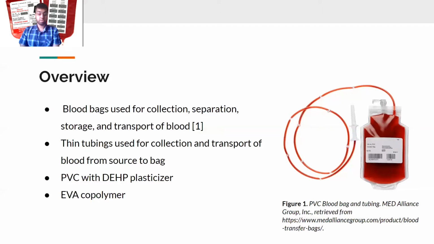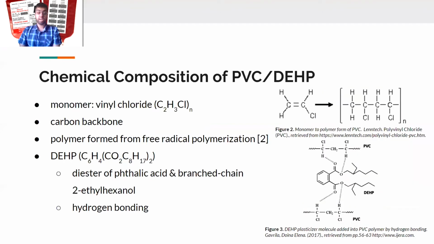Two common materials found in blood bags and tubings that we will be going over are polyvinyl chloride, or PVC, with diethylhexylphthalate plasticizers, or DEHP, and ethylene vinyl acetate, or EVA. The monomer of PVC is vinyl chloride, which consists of a carbon-carbon double bond that forms the backbone of the polymer. The carbons in the monomer are covalently bonded to 3 hydrogens and 1 chlorine, which is the side chain.